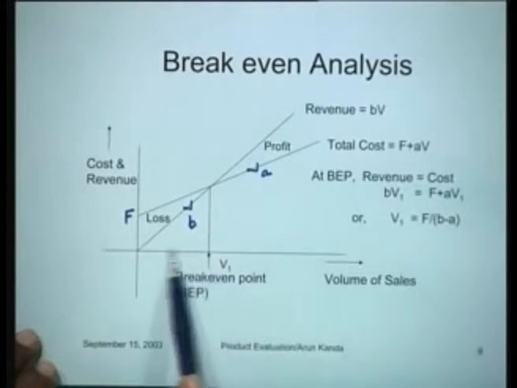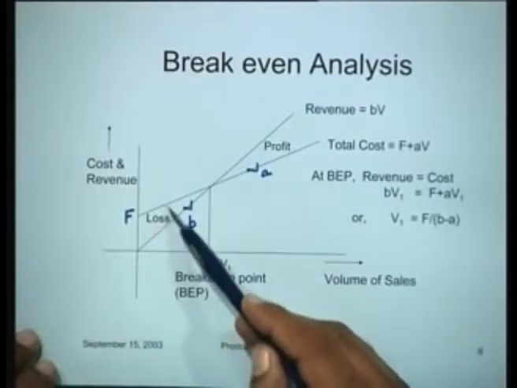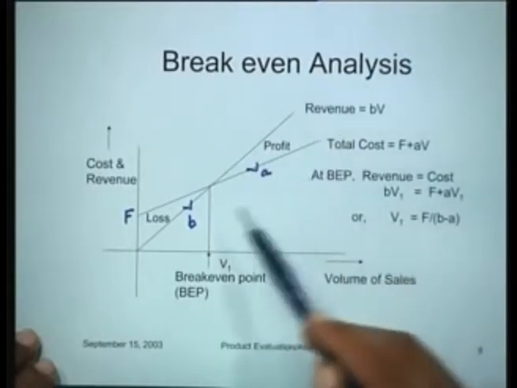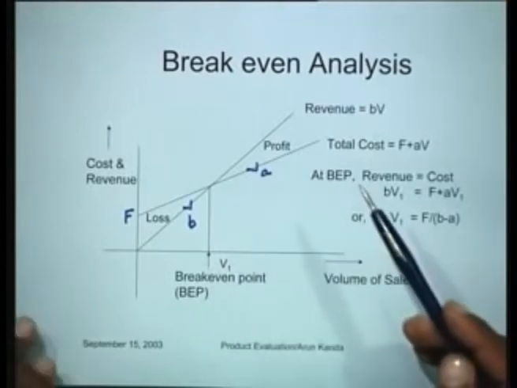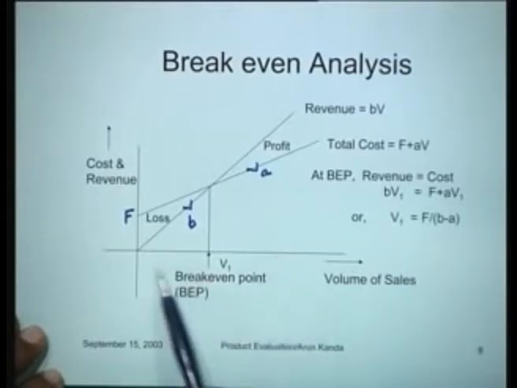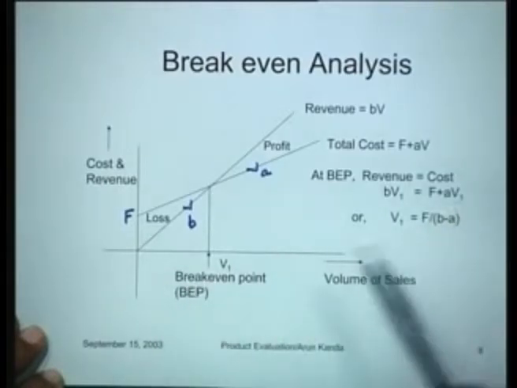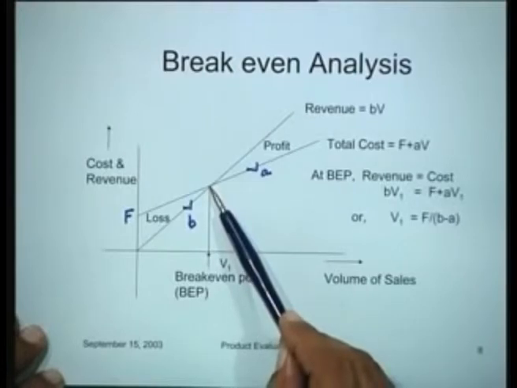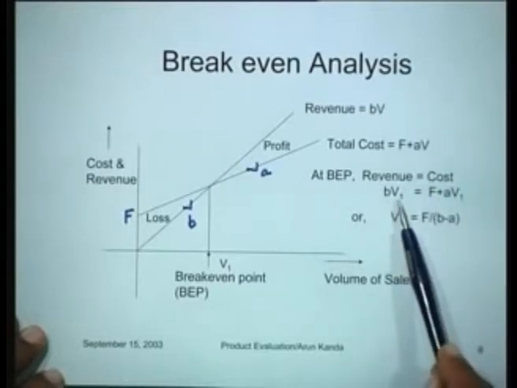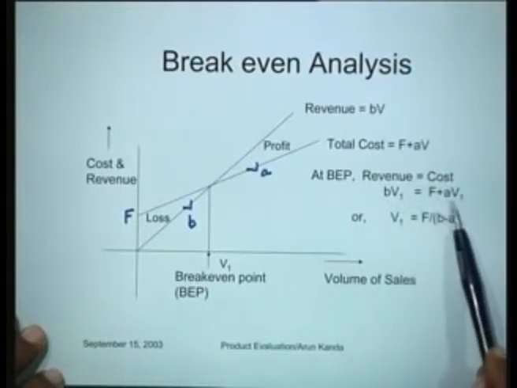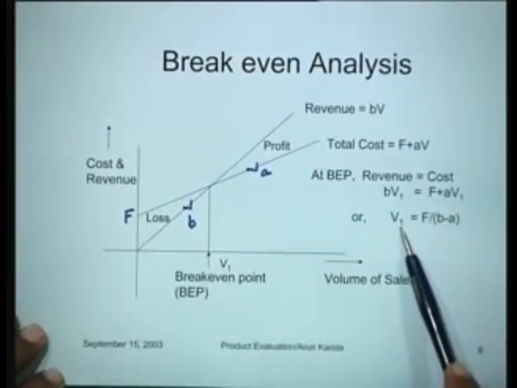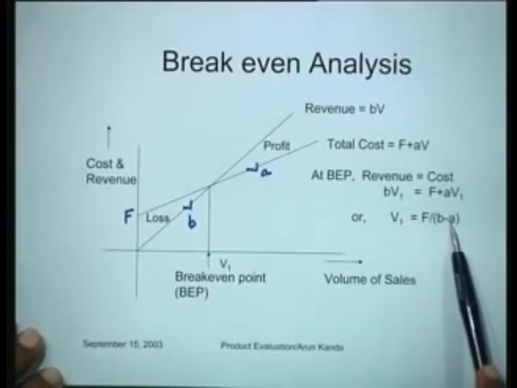And if you operate in this region, you are incurring this much loss, and if you operate in this region, you are making a profit. So obviously any company would have a desire to operate only to the right of the break-even point and not to the left of it. One can easily determine the break-even point by equating the revenue and the cost. The revenue is BV1 and the cost is F plus AV1, where V1 is the break-even point. So we can see that V1 is equal to F upon B minus A.